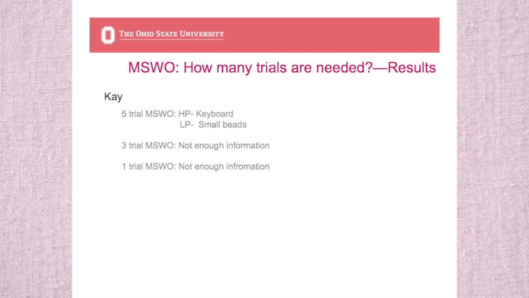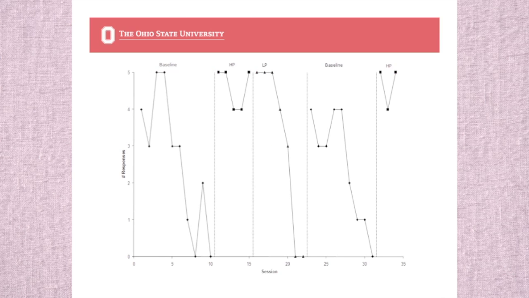This is K. With K, we only got enough information on the 5 trial assessment to actually create a rank. And the reason for that is that when we ran the 3 trial and the single trial, she simply stopped responding. She's like, I don't want to. So for her, we thought, well, let's just run it out and see if this 5 trial assessment actually identified reinforcers.